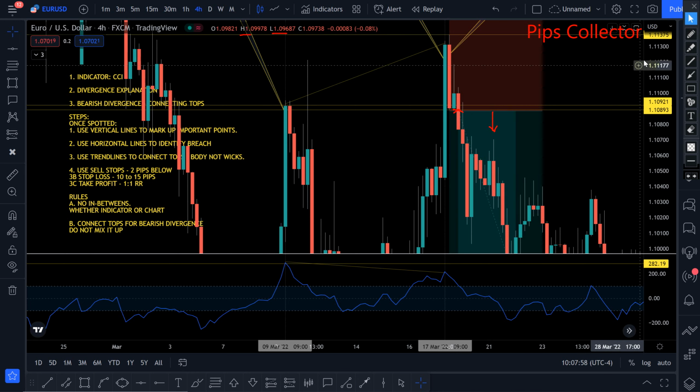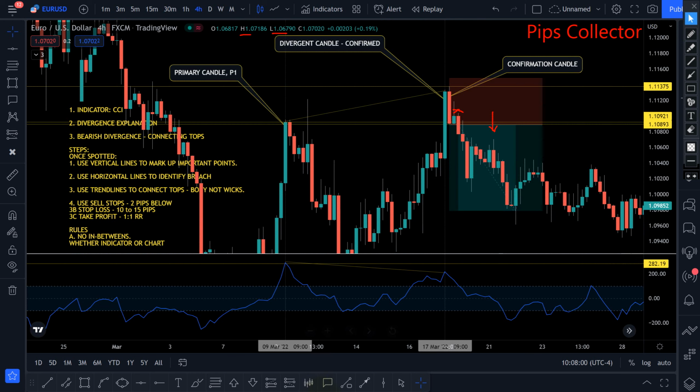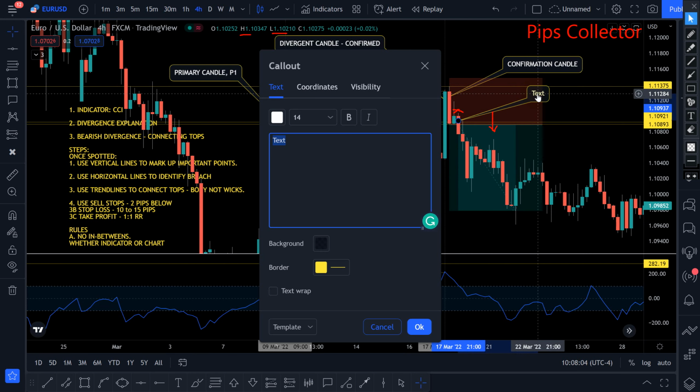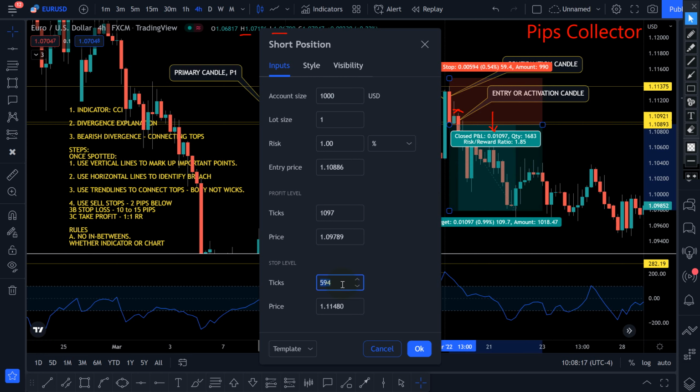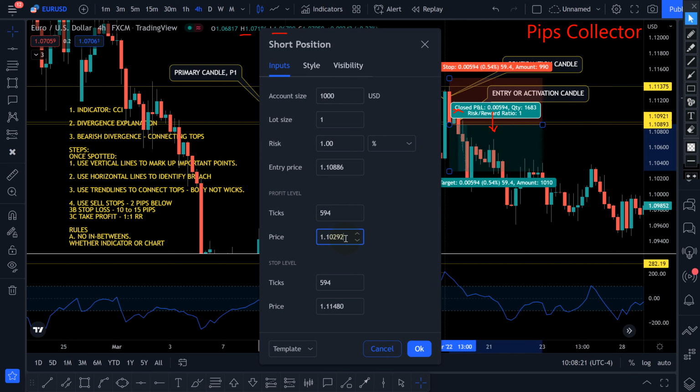This is our activation entry or activation candle. Entry or activation candle. Now again, what I said, just copy this to this spot and copy this one out.